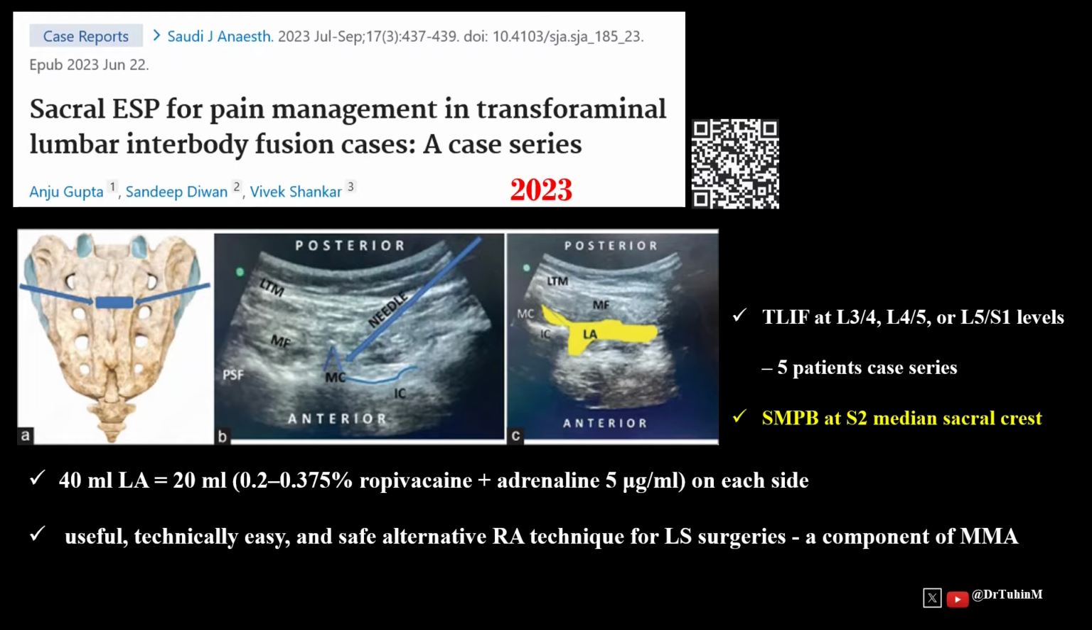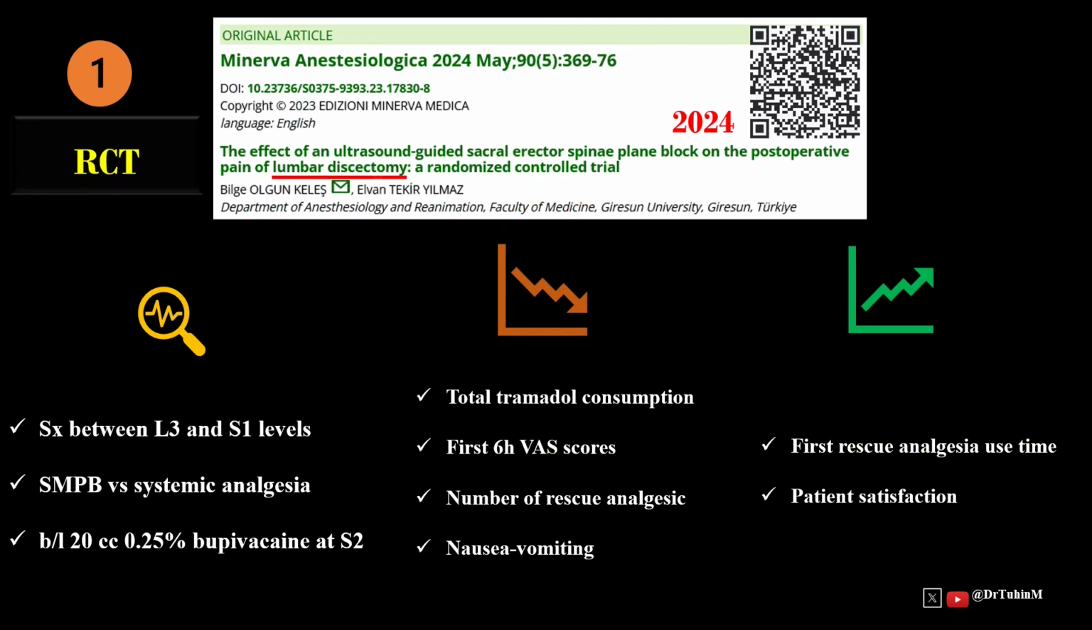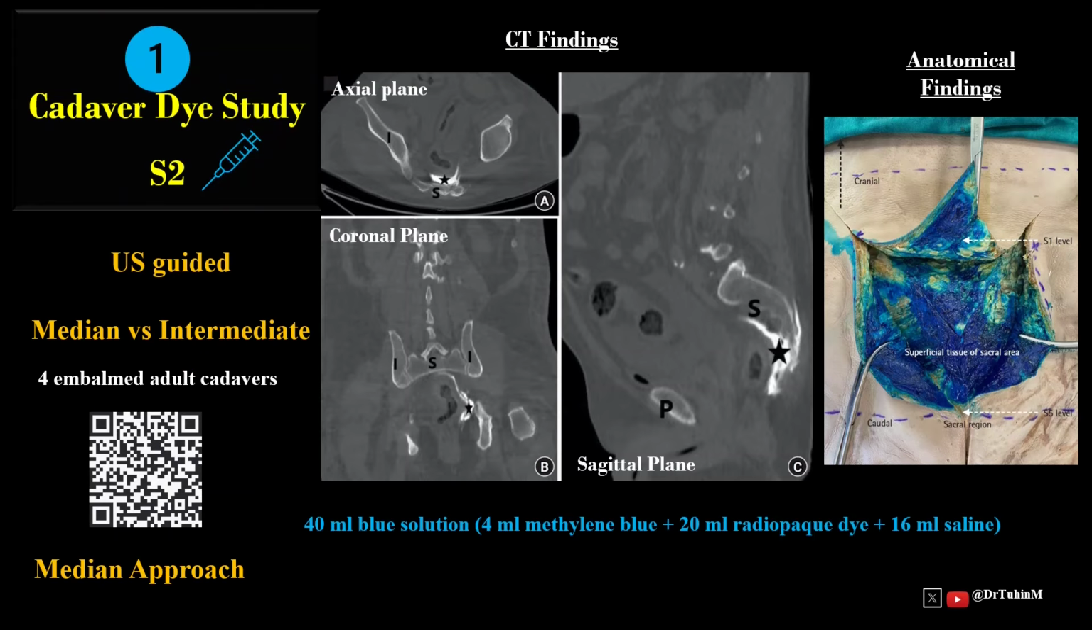dorsal rami. Another variant is you can place the probe in transverse orientation and deposit the drug on both sides by hitting the bone below the multifidus muscle. In one probe position, you can deposit the drug on both sides at the S2 level. In this RCT, it was found that it decreases opioid consumption, decreases the VAS score and the number of rescue analgesics, and also improves patient satisfaction. When you do the transverse orientation injection, it has a limited spread towards S1 to S5.